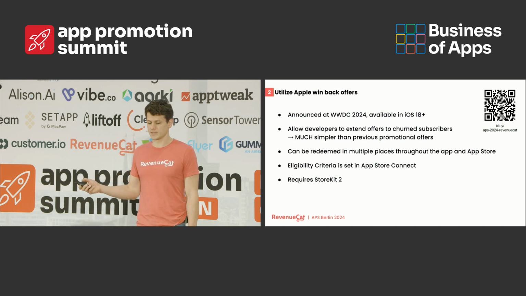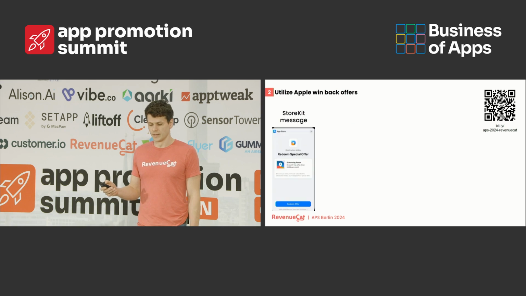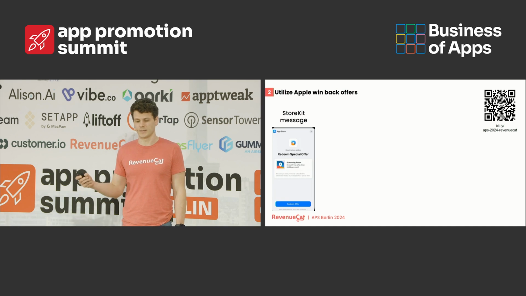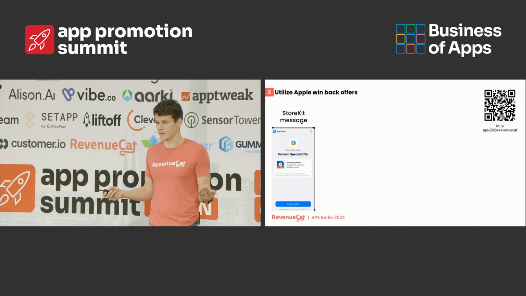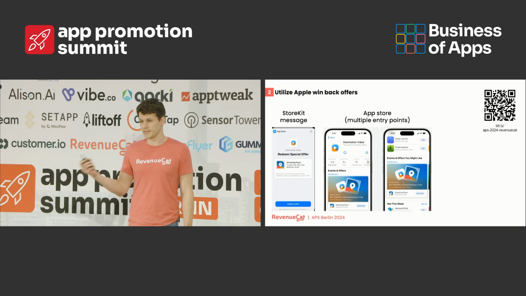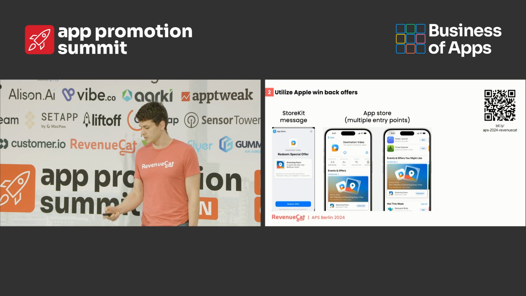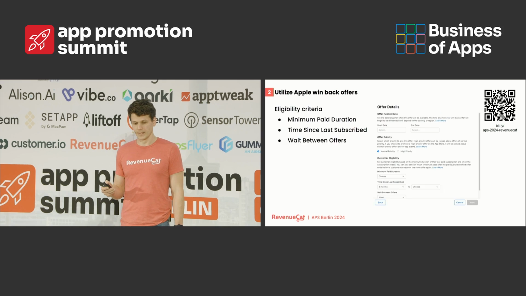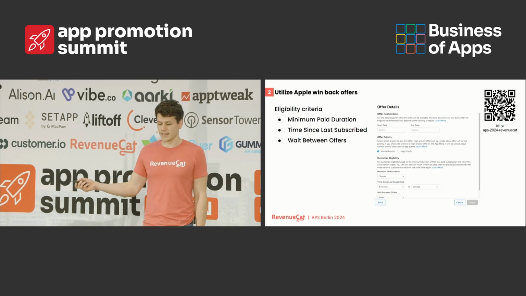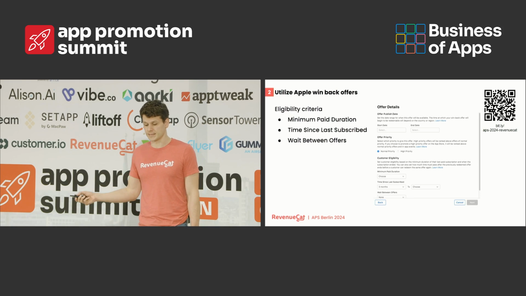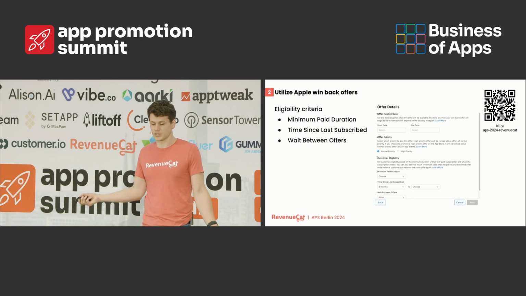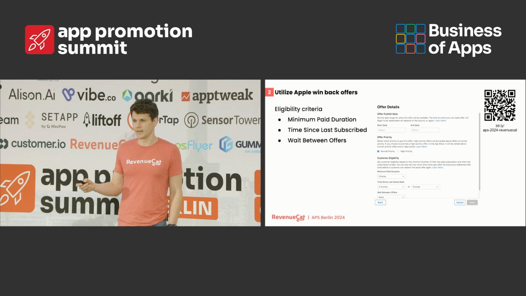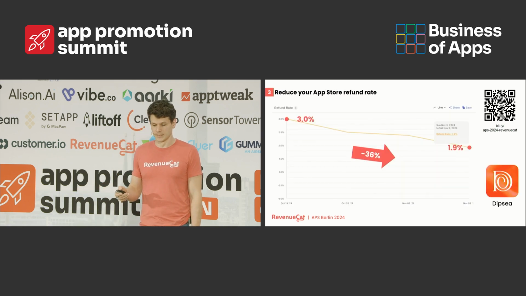Eligibility criteria, you can set those in App Store Connect, and it does require StoreKit 2. Just some ways that this can be displayed. In your app, you can use these StoreKit messages that just pop up on top of your app, implemented by Apple. In the store, there are multiple entry points on your page, in the App Store directly, and even inside Apple's subscription management screen. As I said, you can set up the eligibility criteria in App Store Connect itself, such as a minimum pay duration, time since the customer last subscribed, and the time to wait between offers.